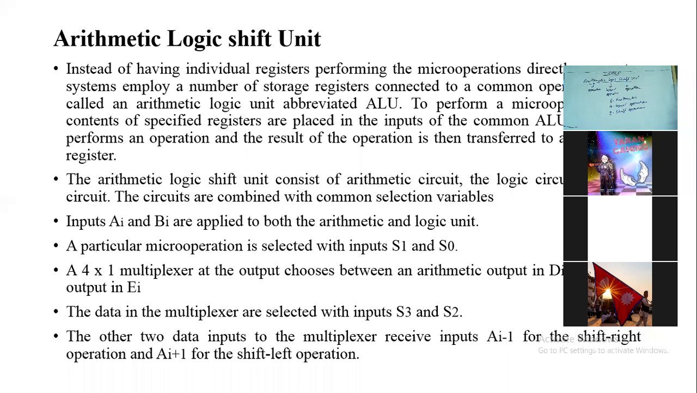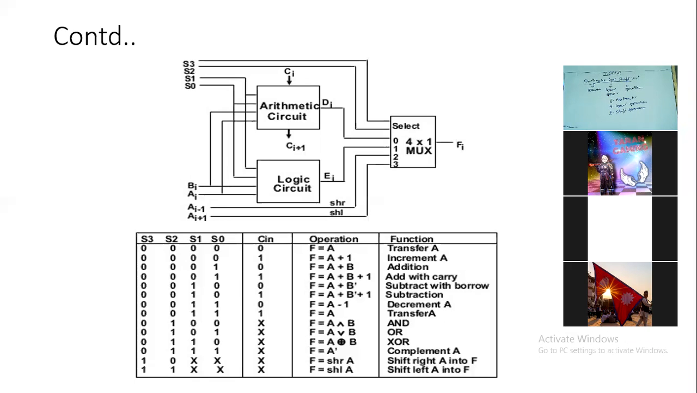Here we have a diagram. You just see the diagram on the slide. In this diagram, we have three units. The first is the arithmetic circuit, which performs various arithmetic operations. Second is the logic circuit, which performs various logical operations. And we have two shift operations, shift right and shift left. It is a normal shift. It is not circular or arithmetic. Shift the bit to the right or shift the bit to the left.